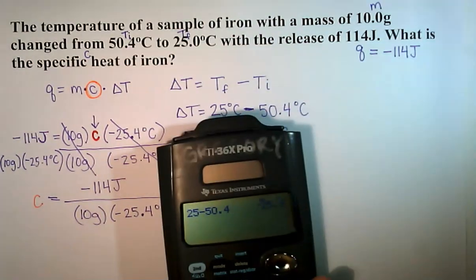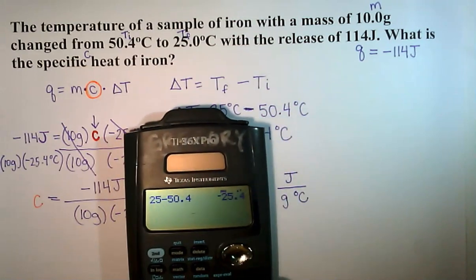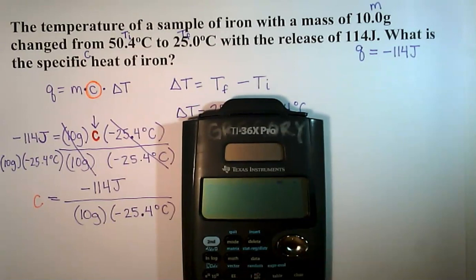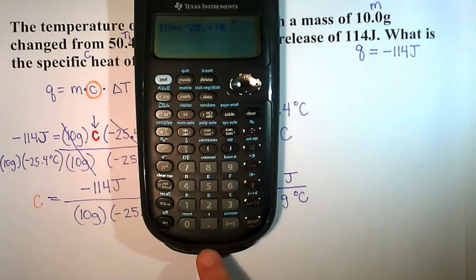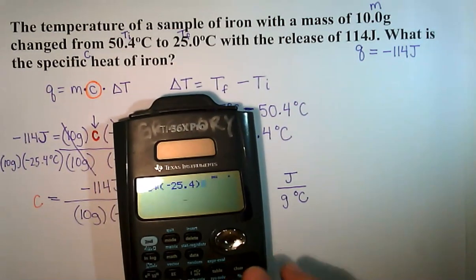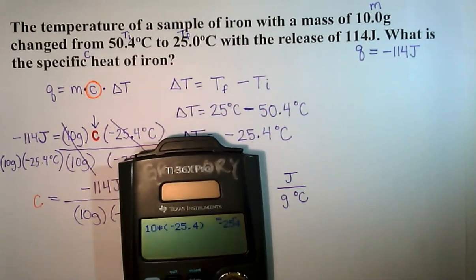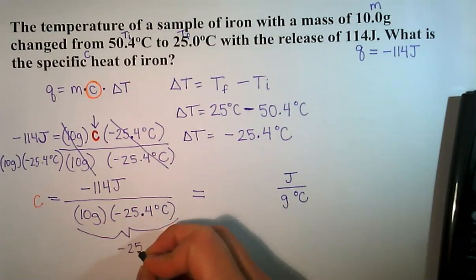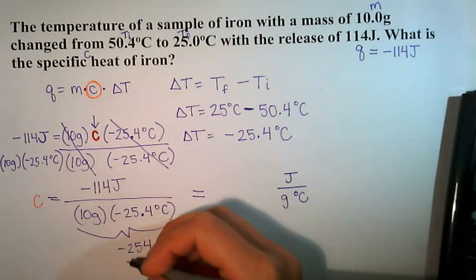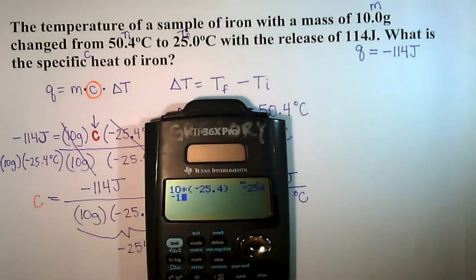So last but not least, I just need to substitute this into my calculator. I'm going to do the bottom part first, the 10 times negative 25.4. When you're using your calculator, make sure you are using the negative sign and not the minus button, because they will do two different things in your calculator. Enter. So I got negative 254 on the bottom. So these things combined are negative 254. Negative 114 divided by negative 254 gives me 0.4488.